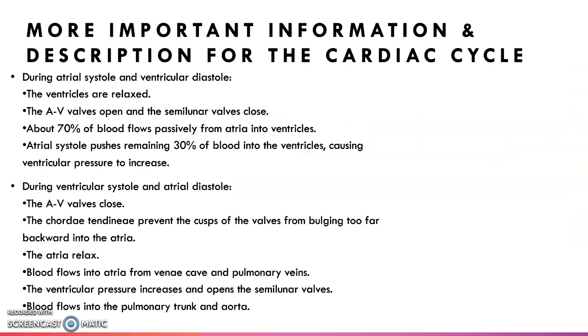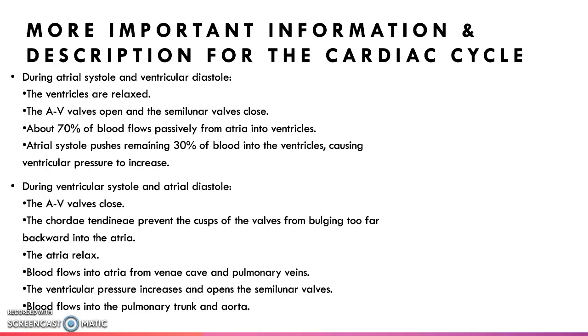Here is more important information and description for the cardiac cycle. So during the atrial systole and ventricular diastole, the ventricles are relaxed, the AV valves open, and the semilunar valves close. About 70% of blood flows passively from atria into ventricles. Atrial systole pushes the remaining 30% of the blood into the ventricles, causing ventricular pressure to increase.